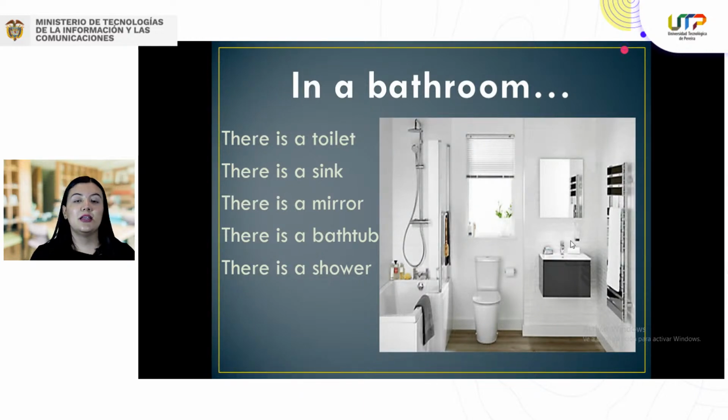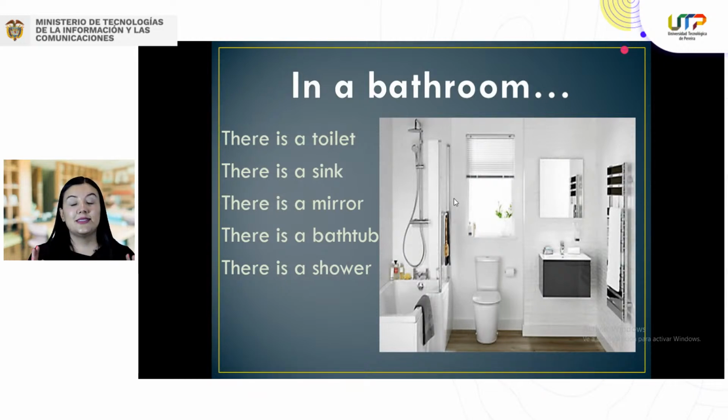Yes, the sink. There is a mirror where we can see like our face, or maybe we can just comb our hair. The mirror. There is a bathtub where we can also have a shower. Yes, a bathtub. And there is a shower. Yeah, the one that you can see just above the bathtub. So these are the things that we can find in the bathroom.